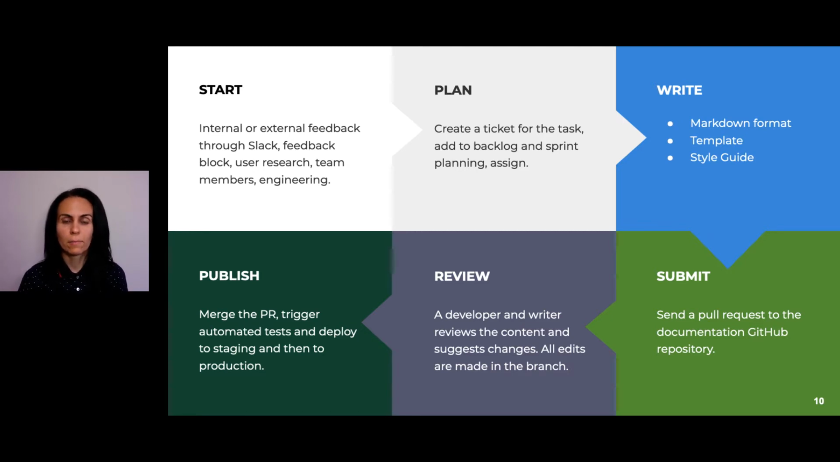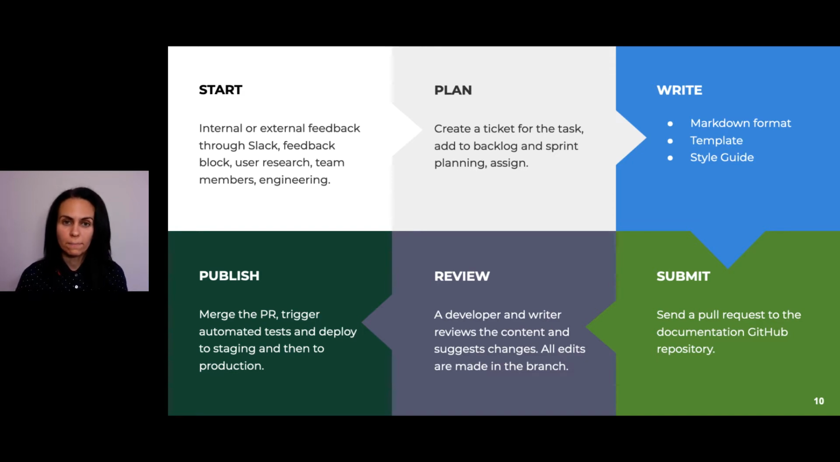So, these are the steps of our editorial workflow. When we get internal or external feedback through Slack, the feedback block, user research, team members, and so on, all of these requests are considered tasks, regardless of where they came from. The process starts with creating a ticket for the task. Once the ticket is ready, it goes into the backlog of our internal sprint planning, where we discuss priorities, and the selected tickets are added for the next sprint. Then the author writes new content or makes changes to existing content. The author can be any of our team members, but also any community member. The process is the same for everyone.